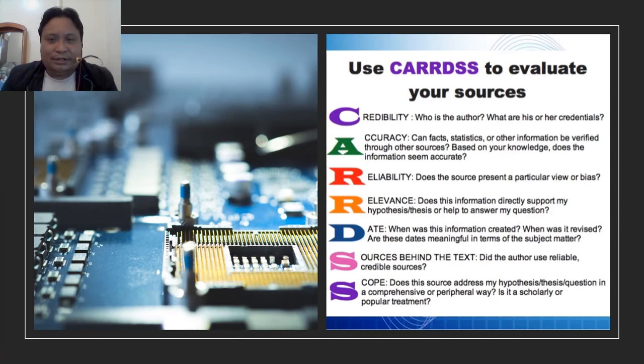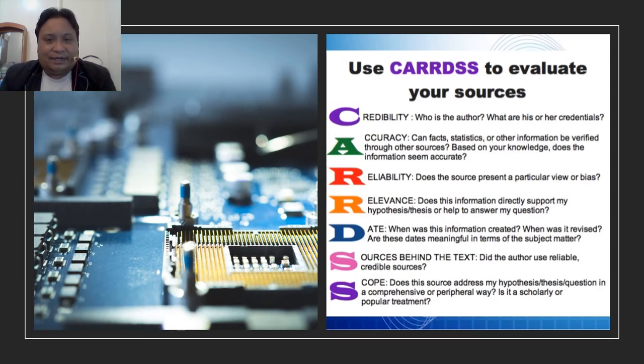So is the source reliable? Is it objective or biased? Next, R is for relevance. Does this information directly support my hypothesis or thesis, or help to answer my question? The next one is D, the date. When was this information created? When was it revised? Are these dates meaningful in terms of the subject matter?